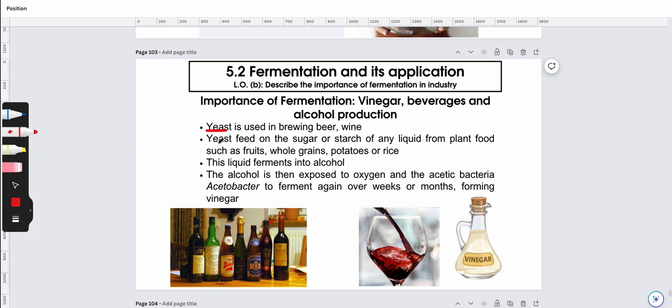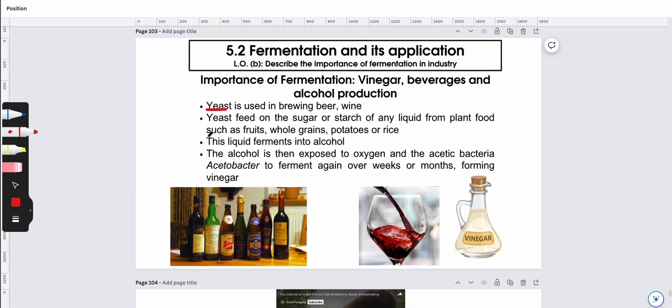Okay, so look at this. How do we actually produce vinegar and alcohol? So the yeast can actually feed on the sugar, right? Such as fruits, whole grain, potatoes, or rice. Like a lot of options here. So all of this will be turned into liquid. We don't just use fruit. We have to mash the potato or rice until we get the liquid. So the liquid will be combined with yeast so that it can be fermented into alcohol.